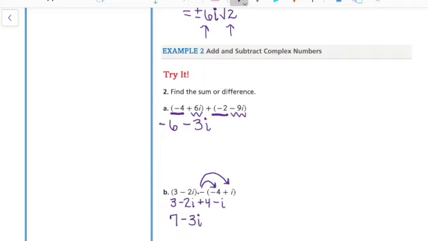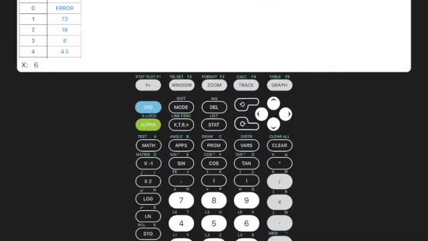Let's do one thing on the calculator, and then we're going to take an intermission to write down our calculator steps for the things that we did.